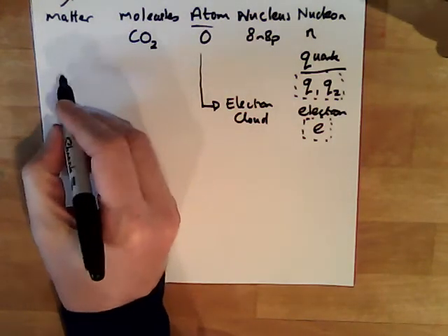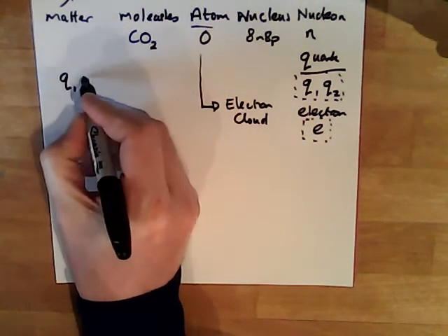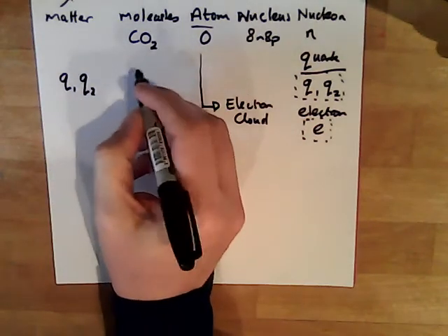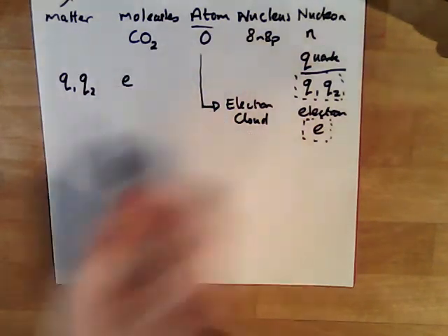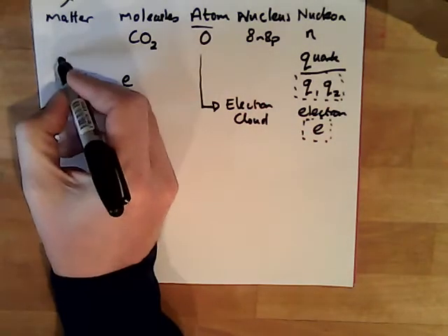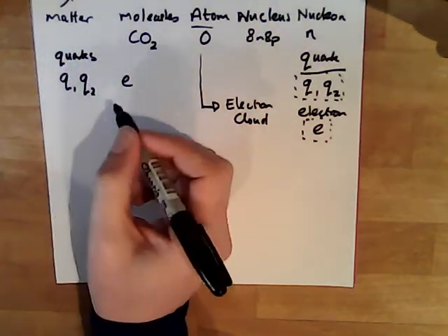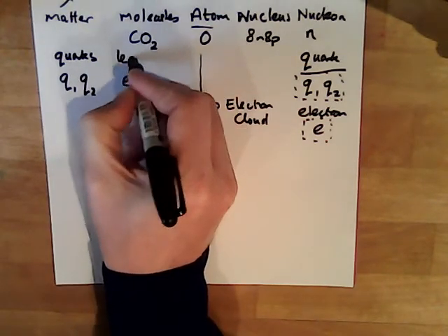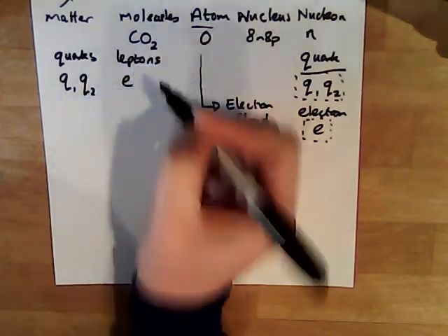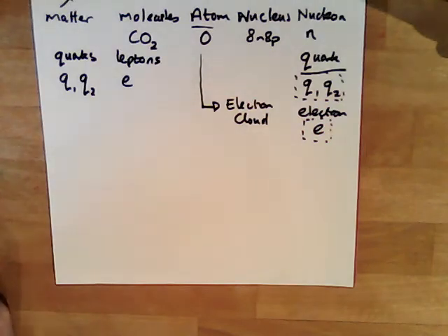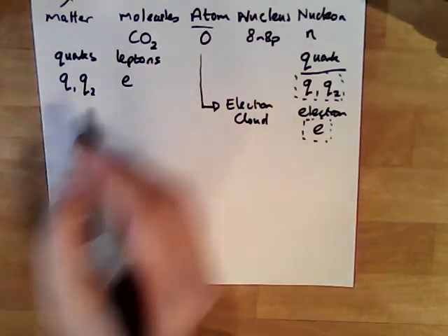So I can state I have quark type 1, quark type 2, and the electron. I'll draw them separately for the time being. So I have 2 types of quark and electrons. And electrons are a different class known as leptons. And there are some other pieces to add into that.